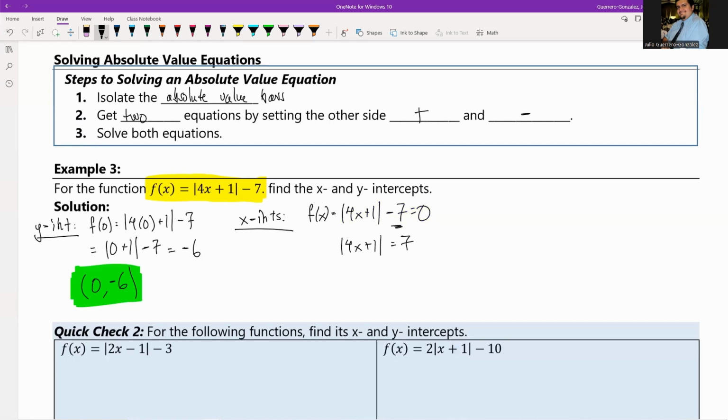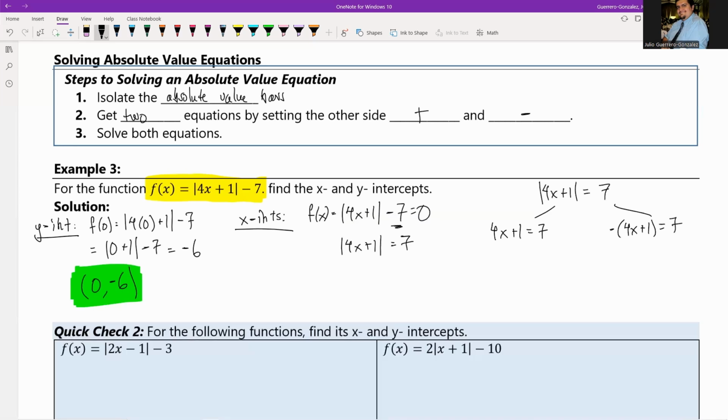Now we're into step 2. Step 2 says I get 2 equations: one of them is the positive and one of them is the negative. I like to do it this way, and I'm going to move up here. I'm just moving the absolute value of 4x plus 1 up here so that you guys can see that this is going to be the 2-step thing. I'm going to make 2 equations out of it. One of them is going to be the positive version of the left-hand side, so 4x plus 1 is equal to 7, and the other one's going to be the negative version, so minus the quantity 4x plus 1 is equal to 7.